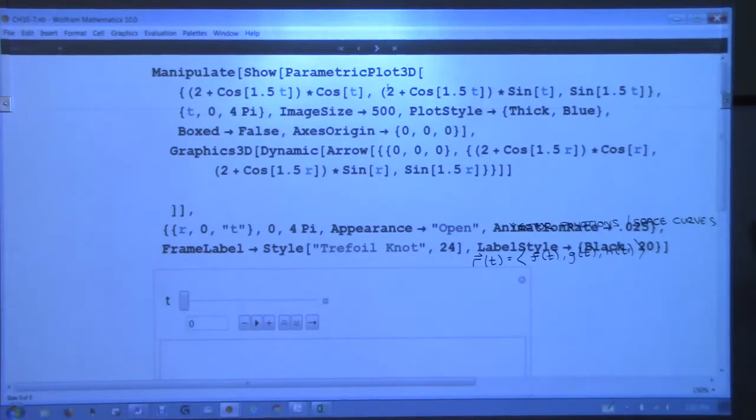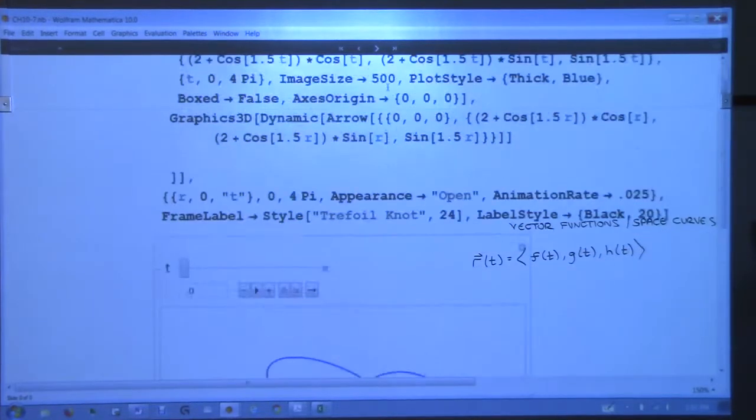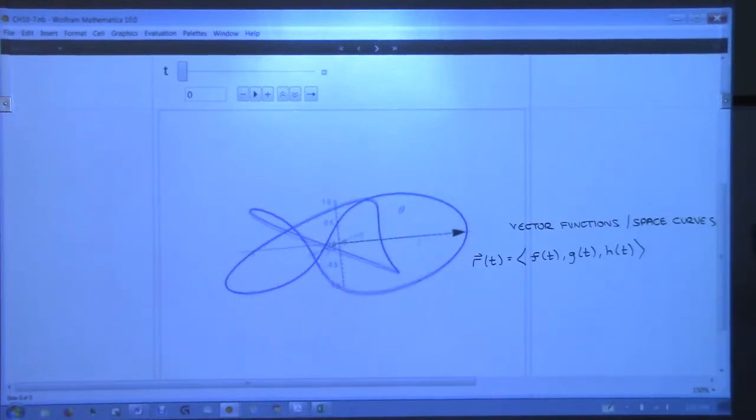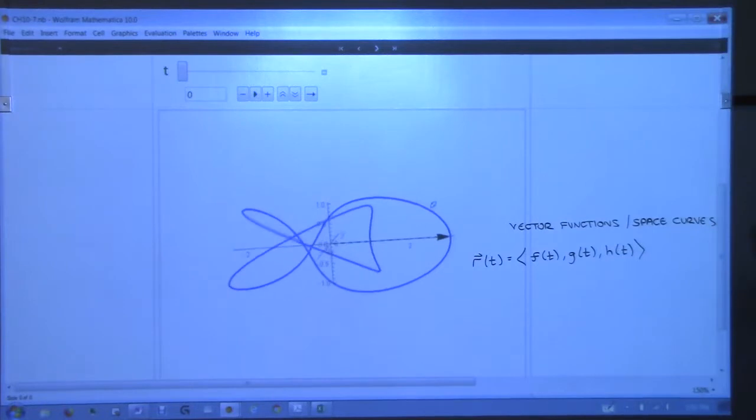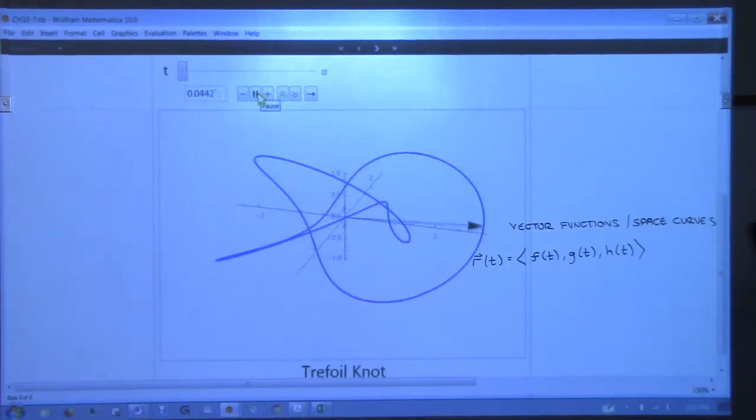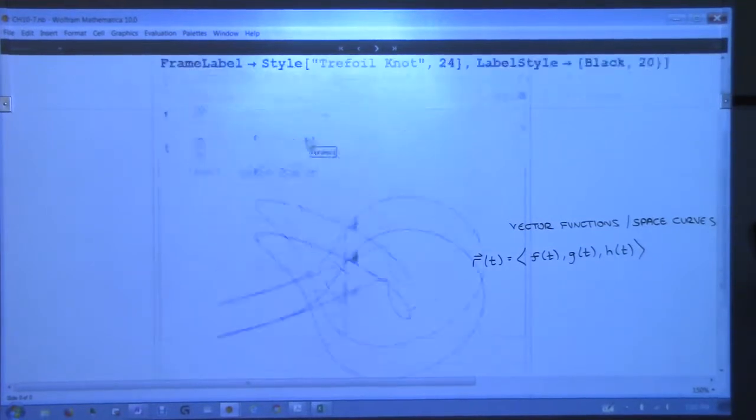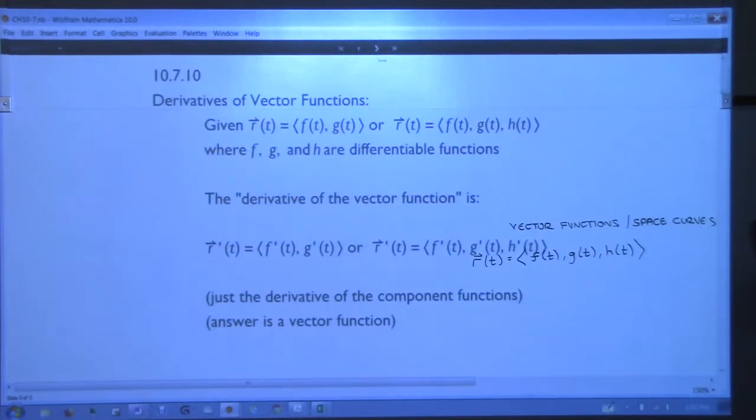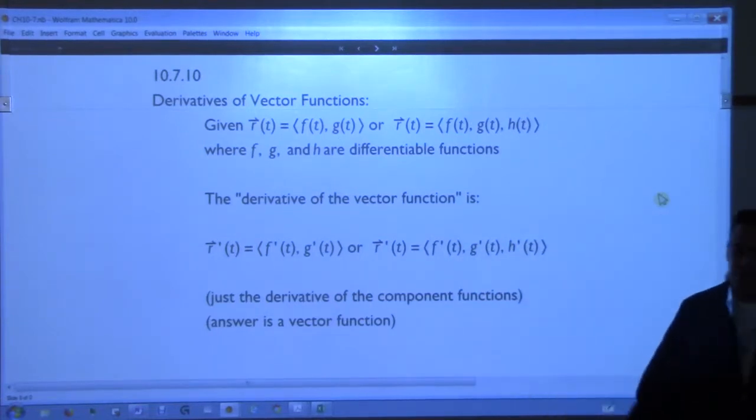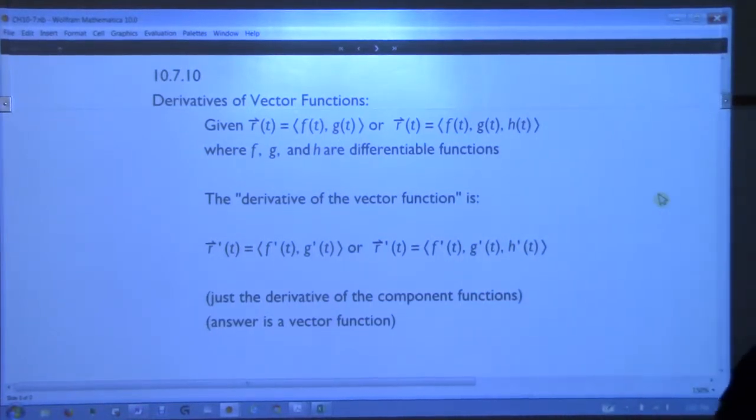Here's another one called a trefoil knot, and it's kind of hard to see, but basically it ties a knot upon itself. So you start letting t roll, and you start drawing all these vectors, and you draw the knot. So that's another one. That's just illustrating how it's nice to have technology to be able to get an idea of what some of these space curves can look like.